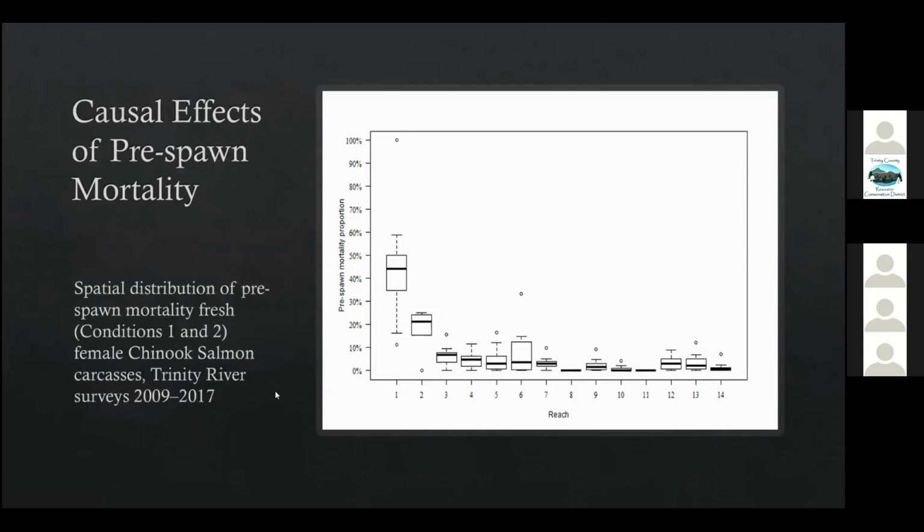Earlier, I showed a pre-spawn mortality chart over time. This is by reach. And you can see that, as expected, where most fish spawn is where the largest proportion of the whole run has suffered from pre-spawn mortality, and that's in reaches 1 and 2, with a very low proportion of the total run being affected in reach 3 and below.